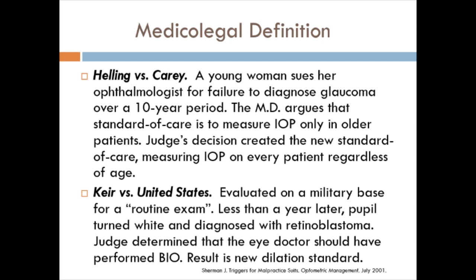Well, we know now that that's a bunch of nonsense, and the doctor should have measured the person's pressure no matter what. The patient won, the doctor lost. It was failure to diagnose glaucoma, because the judge said if you had simply measured the pressure, you probably would have determined that she had glaucoma, which was true. Overnight, back in the mid-70s, it became standard of care for an eye doctor to measure intraocular pressure on every patient regardless of age. And if you can't somehow measure that pressure, you're supposed to refer the patient to a doctor that can.